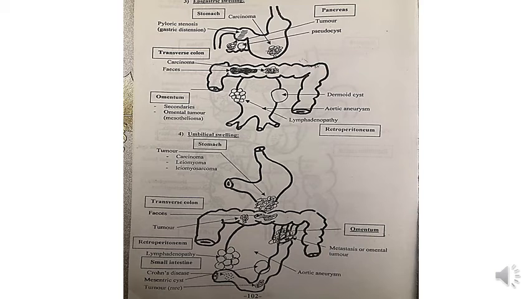In the transverse colon, it may be carcinoma of the transverse colon, impacted feces, and omental mass, secondaries in the omentum and omental tumors like mesothelioma. Lymphadenopathy, the para-aortic lymph nodes, whenever they are enlarged, dermoid cyst, and never forget the aortic aneurysm.